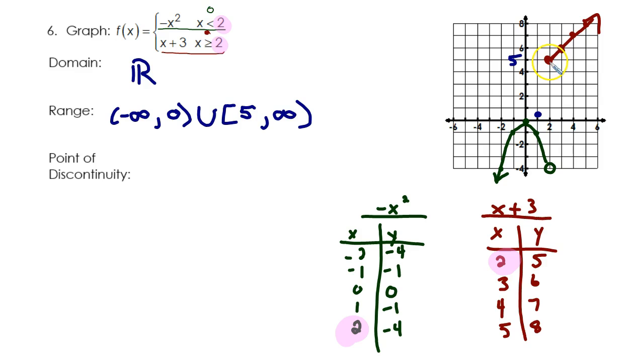Remember, because of the dot here and the dot here, both of those should get brackets. They're both included. This dot's included and this dot's included. So both the 0 and the 5 should get brackets. There is one point of discontinuity at x equals 2. That's where the function jumps way up here and starts to behave differently.